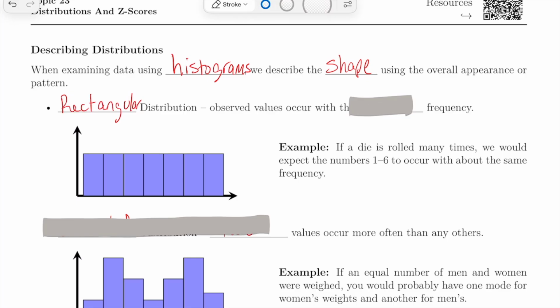Now, what we see here first is called a rectangular distribution. This happens when all the values have the same frequency. If you were to roll a die many times, then the numbers 1 through 6 would happen about the same number of times. For example, if you were to roll a die, say 600 times, then you would probably expect to see a 1, a 2, a 3, a 4, a 5, or a 6.